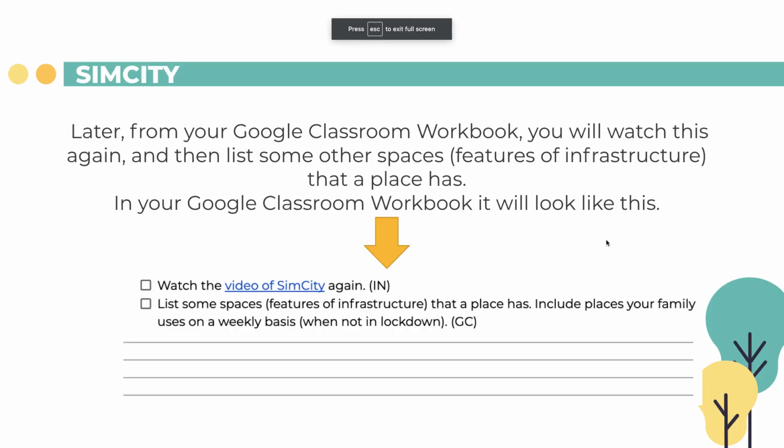Later, from your Google Classroom workbook, you'll be able to watch this again, and then I want you to list some other spaces or features of infrastructure that a place has. In your Google Classroom workbook, it will look like this. It will ask you to watch the video of SimCity again with the link attached, and then list some spaces, features of infrastructure that a place has. And you can include places that your family use on a weekly basis when we're not in lockdown. So where do you go regularly? Lots of those places will be part of the infrastructure of your community.